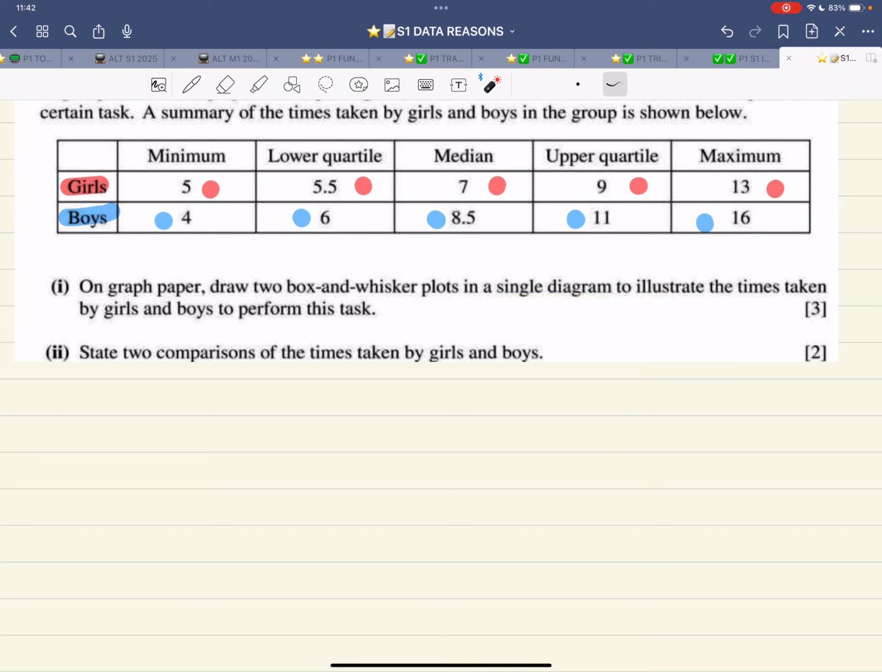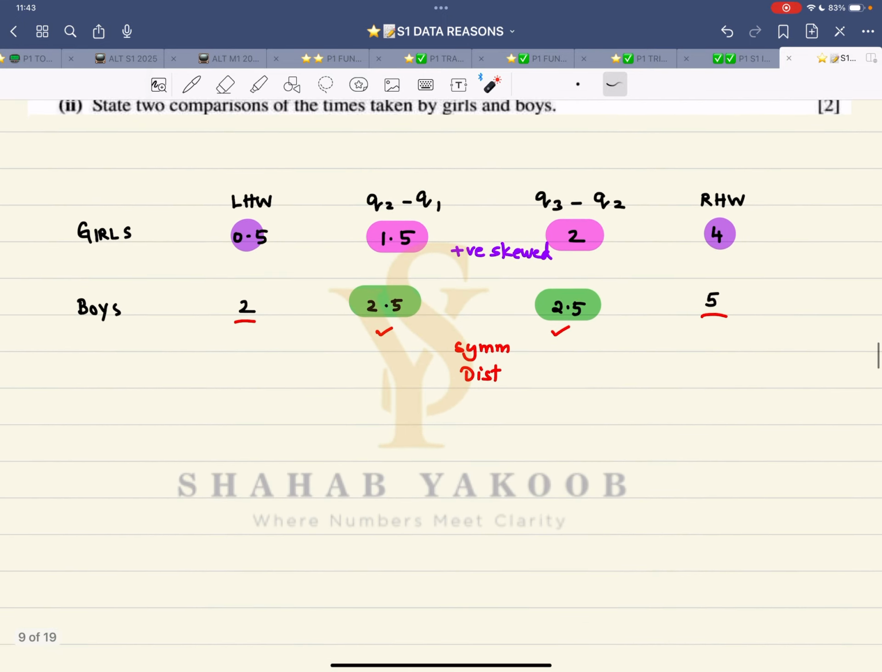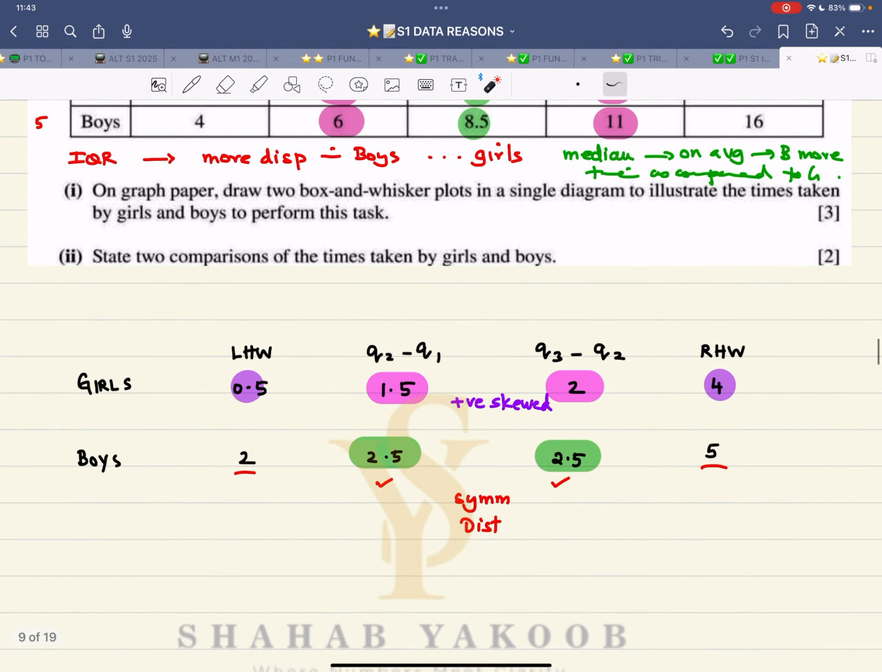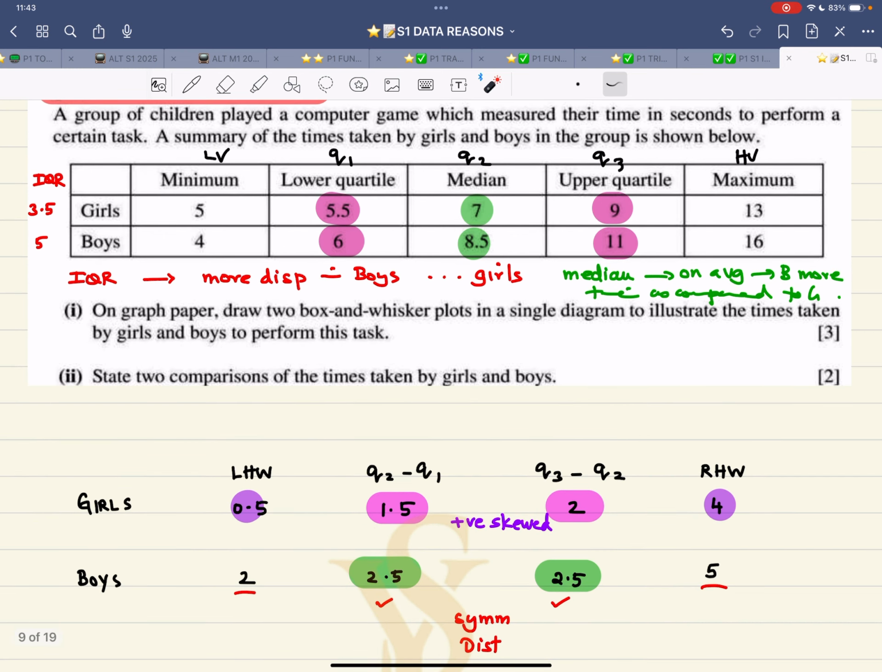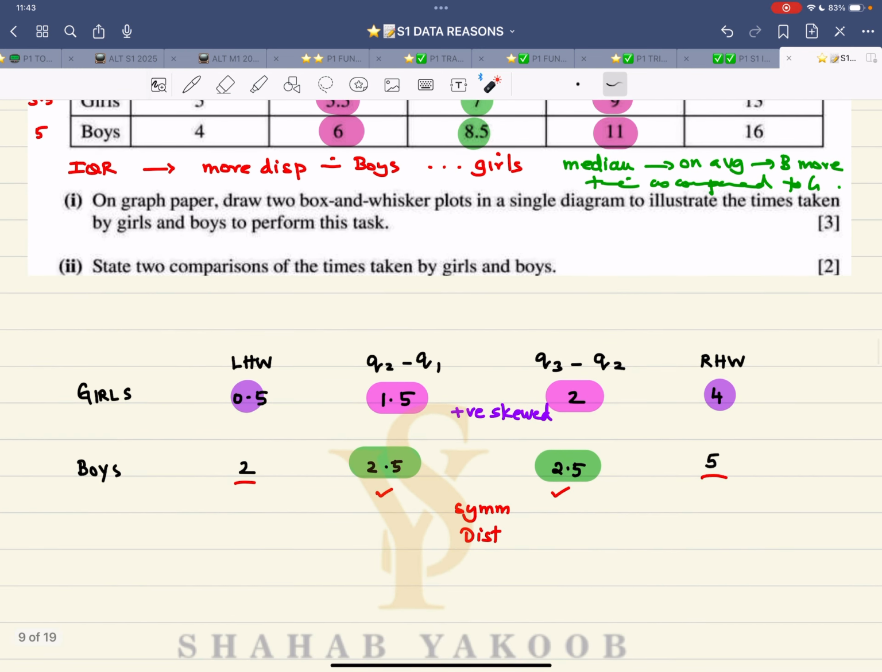State 2 comparisons. Now, first of all, I have not drawn the box plot as yet. That is the basic thing because my focus is on the reasoning. For girls, the lowest value is 0.5. And what about the length of the whiskers? The length of the whiskers, this one is greater. The right hand whisker is greater. That is 4 unit. And also this region is more.